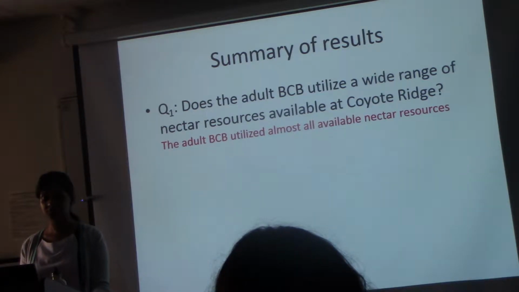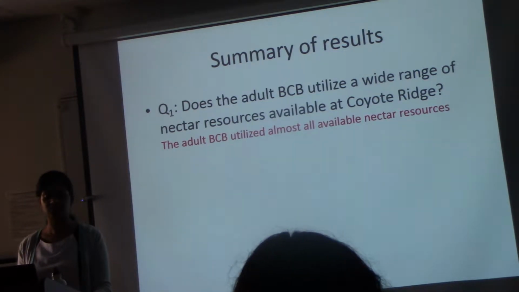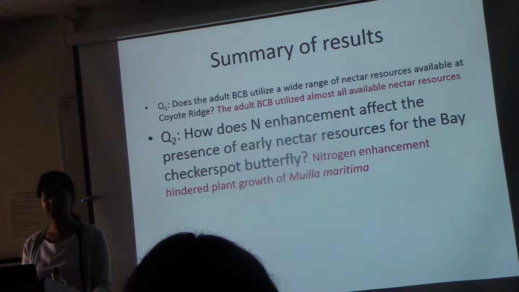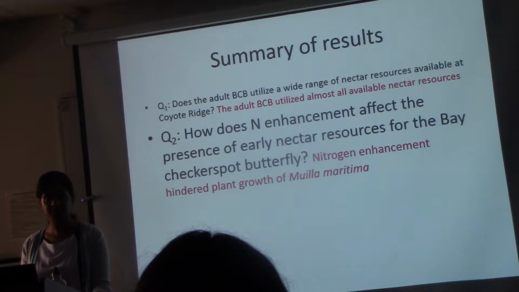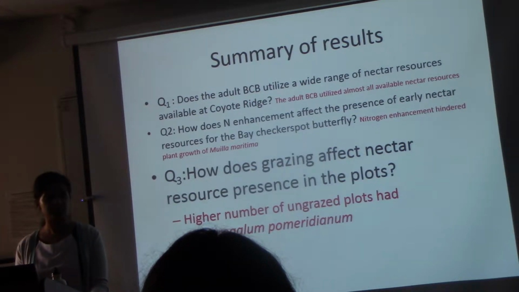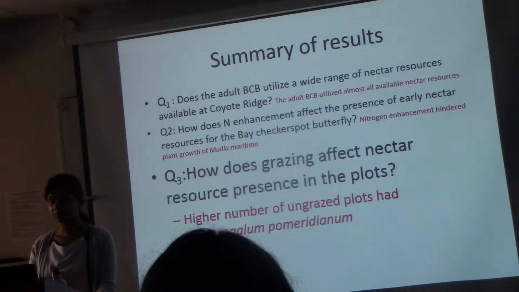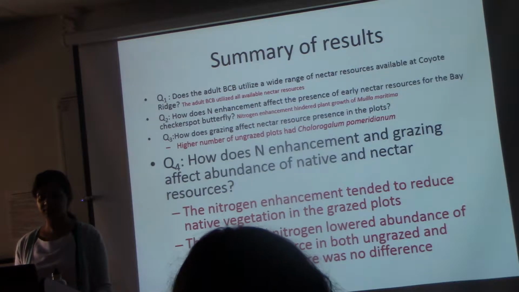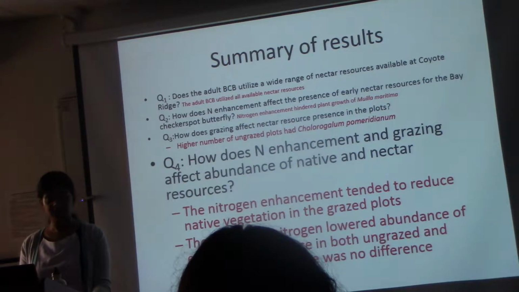So, summary of results showed that the adult bay checkerspot utilized almost all available nectar resources. Nitrogen enhancement tended to hinder plant growth as seen by Viola maritima. There were a high number of ungrazed plots with Chlorogalum. And the nitrogen enhancement tended to reduce native vegetation in the grazed plots. Then enhanced nitrogen also lowered abundance of early nectar resource in both grazed and ungrazed plots, but there was no difference.